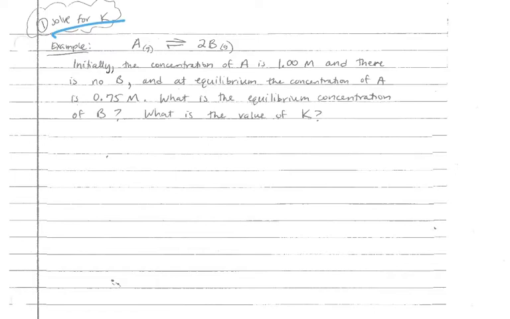So I like to set up the ICE box by first just rewriting out the equation. So we've got A reacts to form 2B.